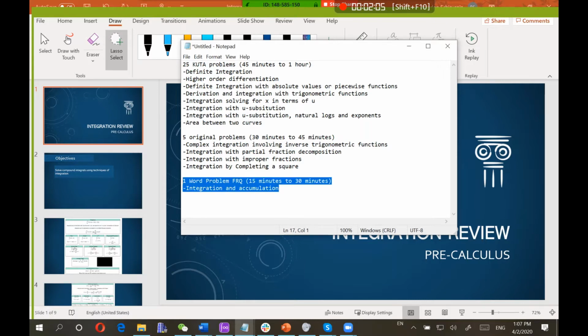That word problem is going to be integration and accumulation based, so that's really similar to what we did last class period with the AP FRQ. I'm kind of basing it off that. So the math's going to be pretty much the same, even though the situation's slightly different.